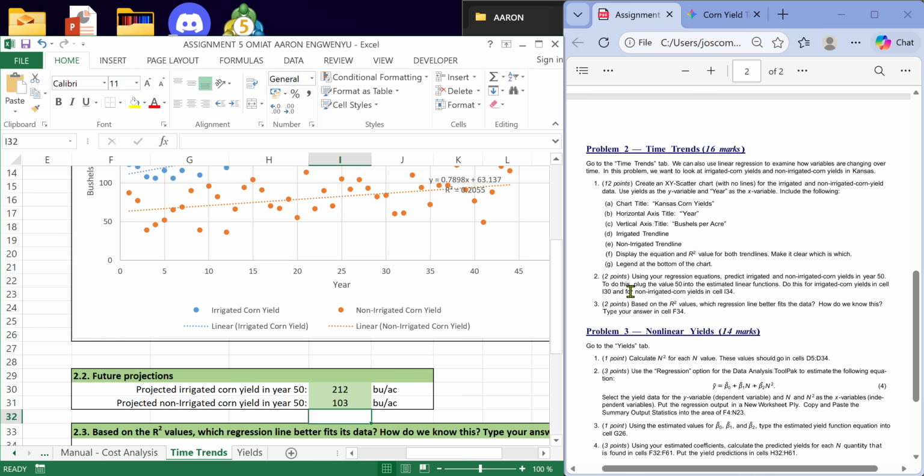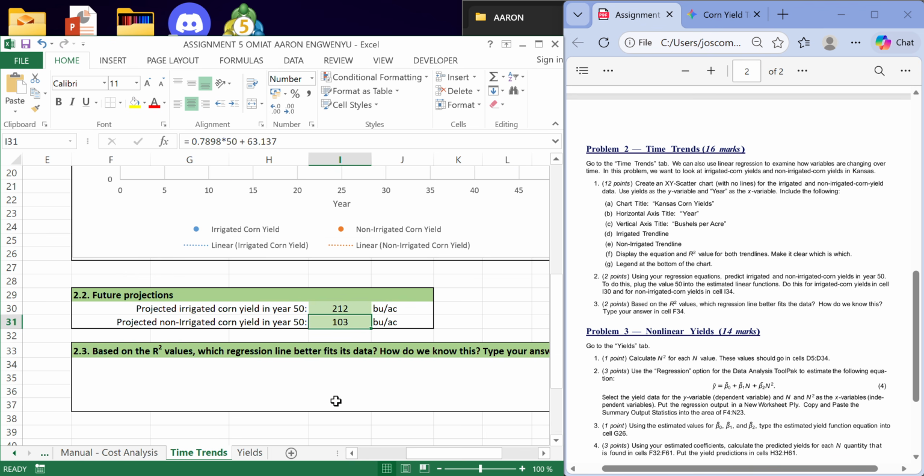In I30 for non-integrated, and this is what? In I31. Where is I34? I think it was a mistake. This is supposed to be I31. Based on the asked values, which regression line better fits the data? How do we know this?